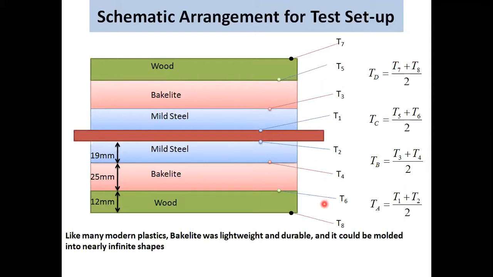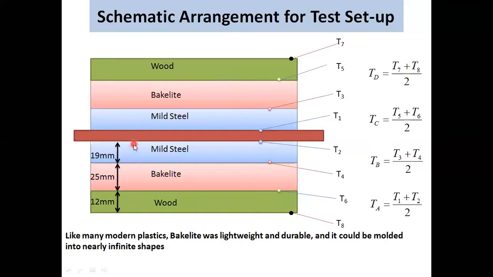Similarly, T5 and T6 are the thermocouples placed between the wood and bakelite. Here also between the wood and bakelite. So T5 and T6 will give you a TC temperature. So TB and TC are the temperature gradient across the bakelite. And T7 and T8 will give you temperature TD. So TC and TD are the temperature gradient across the wood. So we can say that TA and TB is the temperature gradient across mild steel, TB and TC is the temperature gradient across bakelite, and TC and TD is the temperature gradient across the wood.